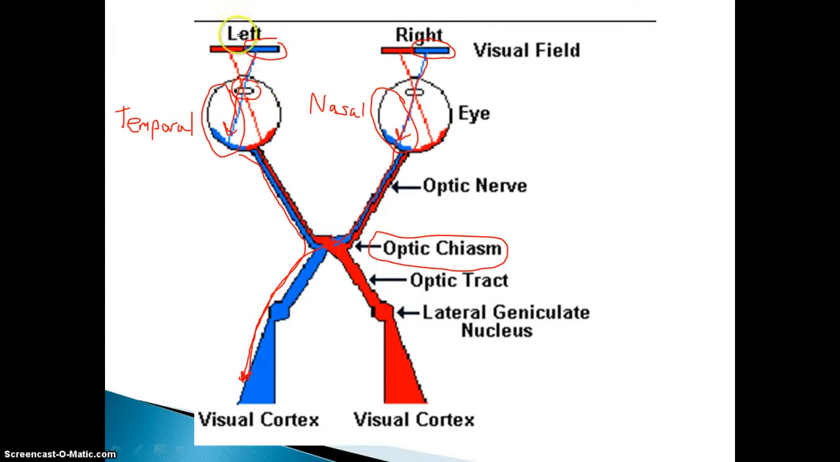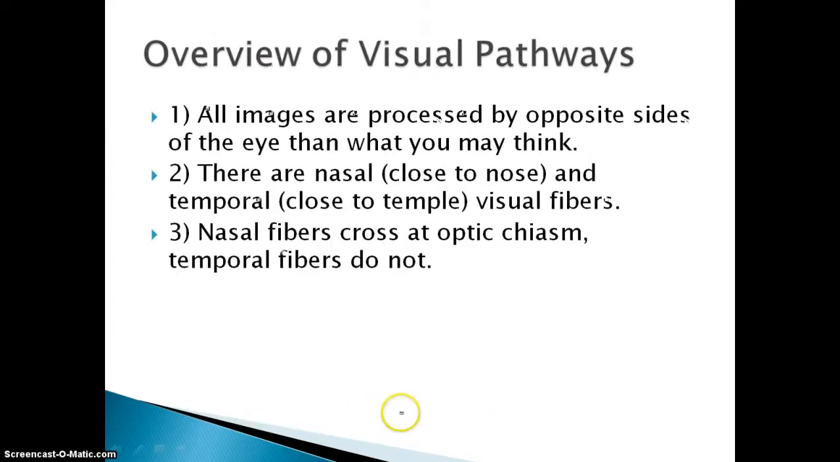The opposite happens with things that are handled by your left field of vision right here. Follow the red back, and you follow those nasal fibers back, and they have to cross over at the optic chiasm. Things in your right field of vision are handled by the temporal nerve. Once again, they don't have to cross over. So they are going to go ahead and just travel down the temporal nerve to the right side of your visual cortex, and they're going to be handled by the brain.